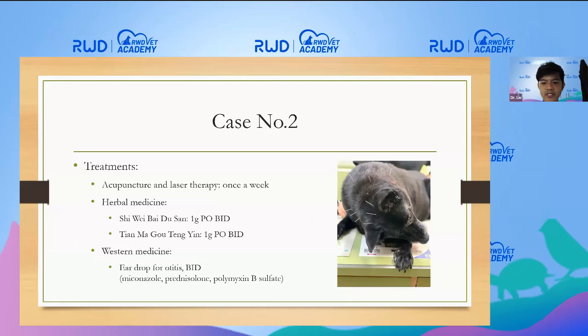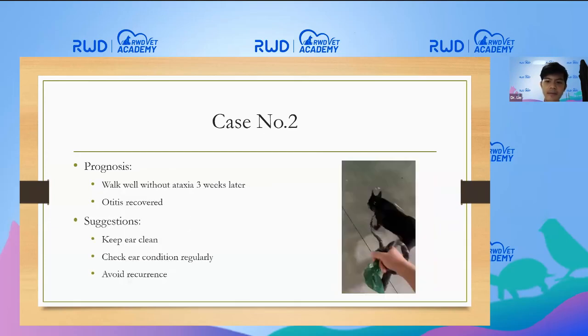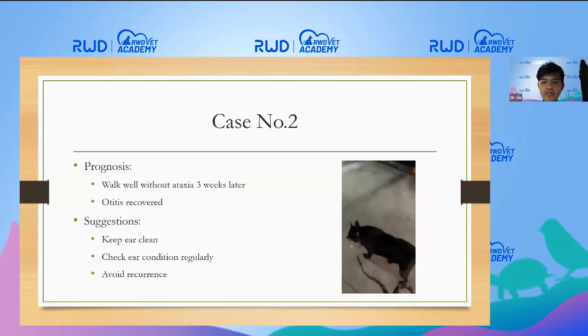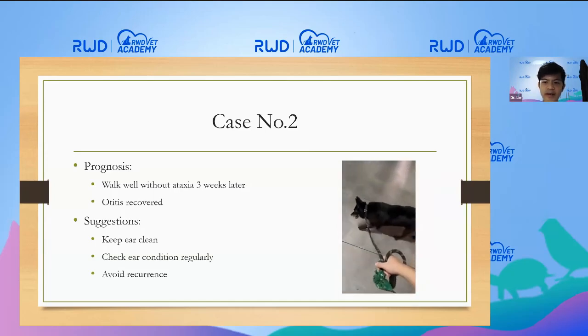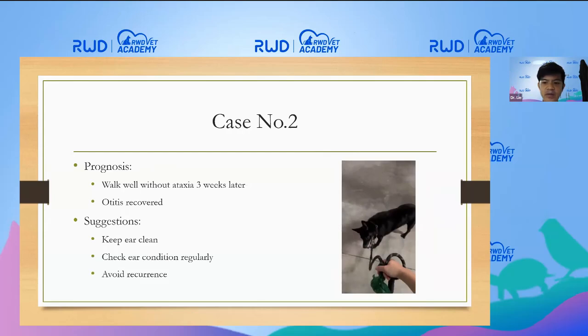For the herbal medicine for this patient, I prescribed Shiwei Baidu San and Tianma Gouteng Yin. To treat otitis, eardrops containing miconazole, prednisolone, and polymyxin sulfate are given twice daily. This picture shows the acupoints I used for this patient. It's around the head and ears. After 3 weeks of treatment, the patient could walk well without ataxia, and the otitis also recovered completely. My suggestions are keeping the ears clean and checking ear condition regularly, avoiding recurrence of vestibular syndrome.